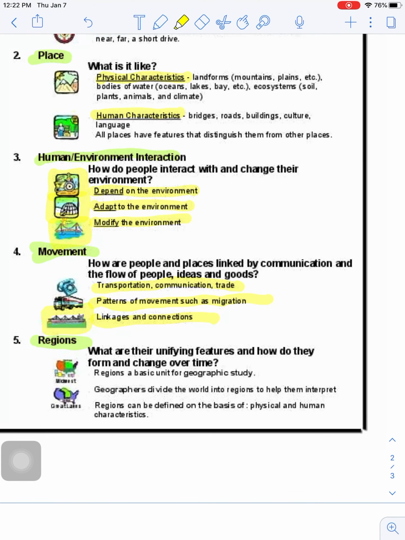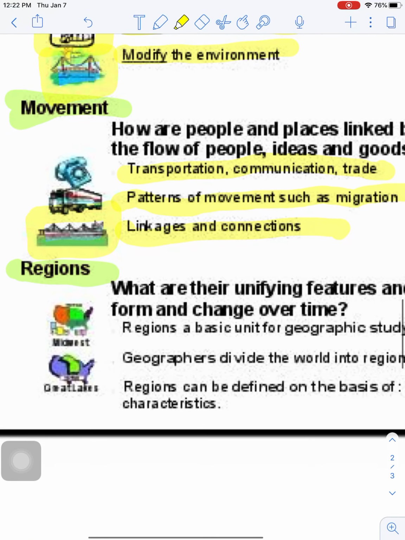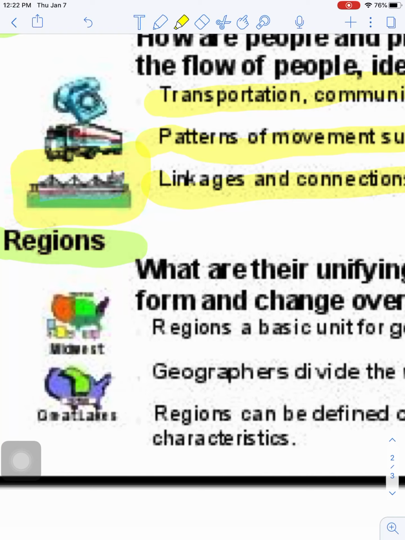Next, and our last one is regions. So regions, what are their unifying features and how do they form and change over time? Regions, a basic unit of geography study. Geographers divide the world into regions to help them interpret, and then regions can be defined on the basics of physical and human characteristics. So if you look at this picture here, I apologize, it's very small.